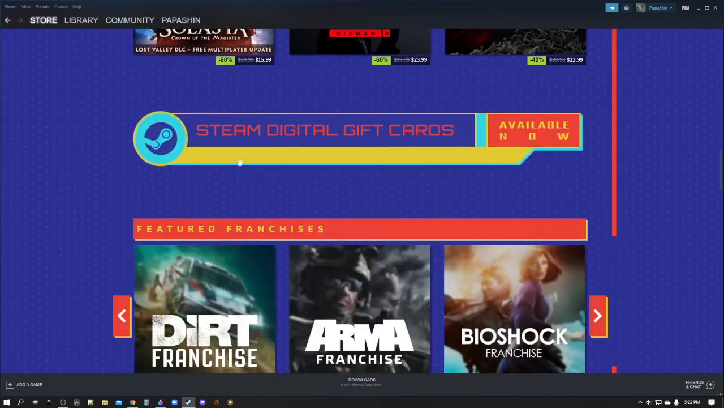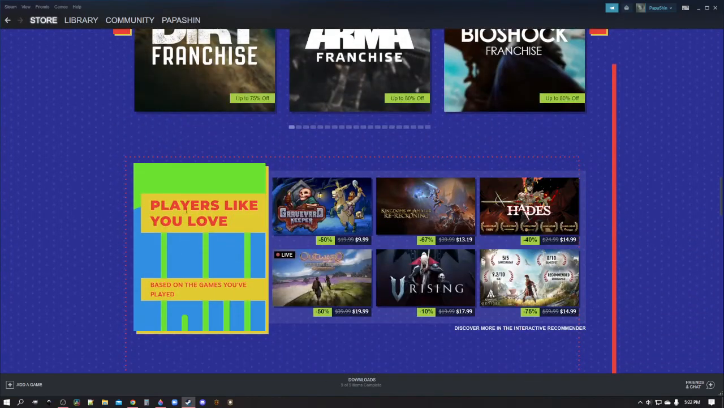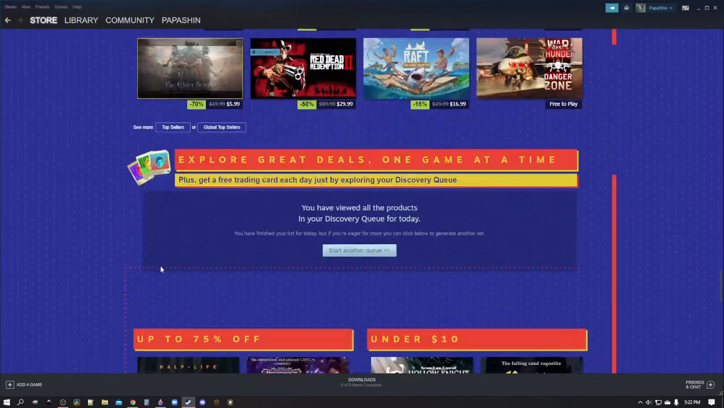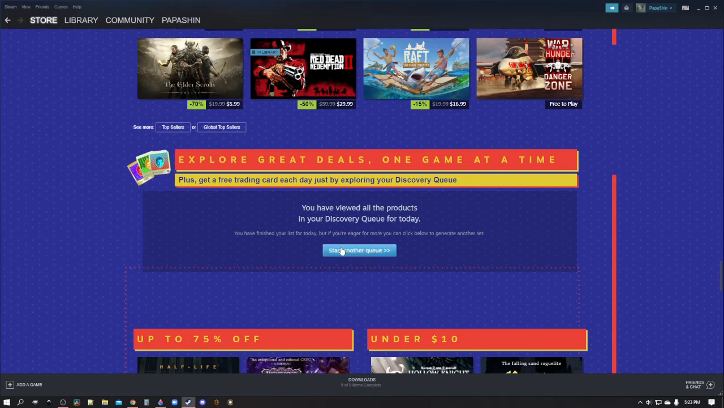Scroll down under Steam Digital Gift Cards. And quite lower than that, you should see a little icon to the left with cards. And it says explore great deals one game at a time. I don't think it's that low. Yeah, I think it's above that. There it is. And then start another queue.